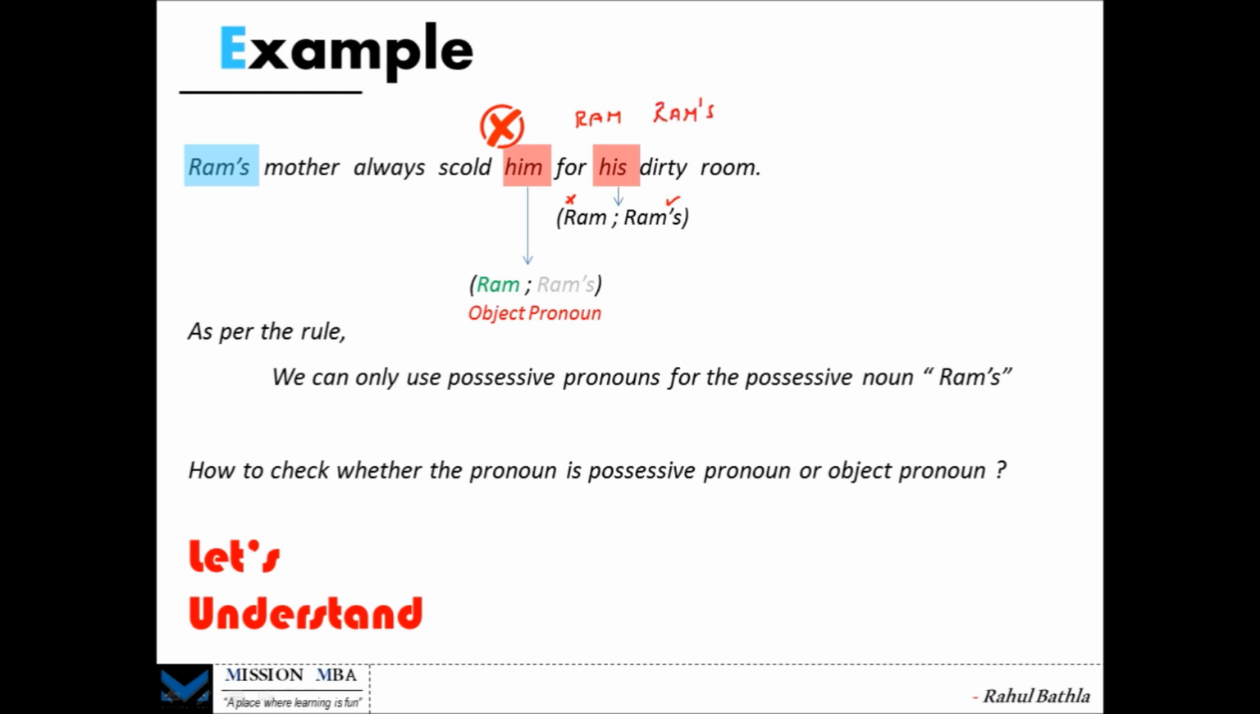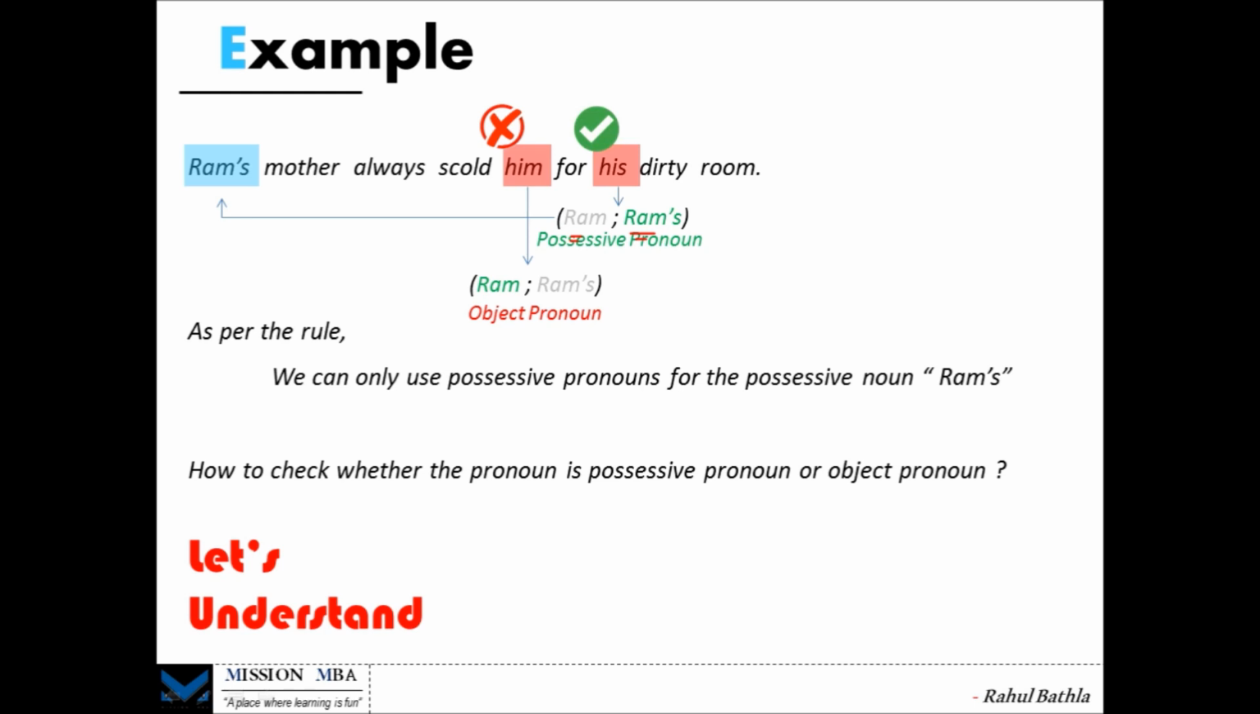Now this his is used for Ram's but not Ram. Hence his is used for possessive noun but not the object noun. So this his refers to the correct possessive noun and that is Ram's. So this his is actually correct. I hope you got the difference between the possessive pronoun and object pronoun.